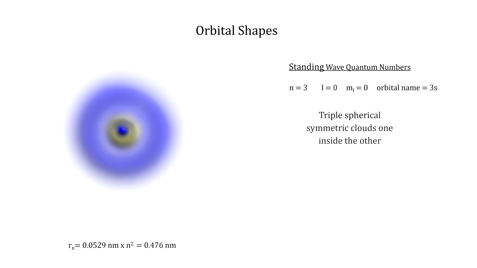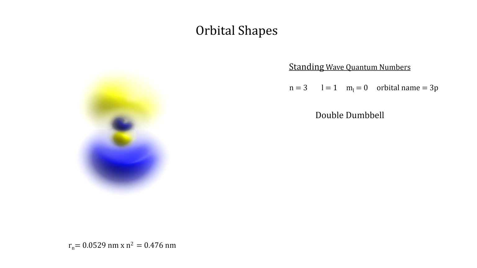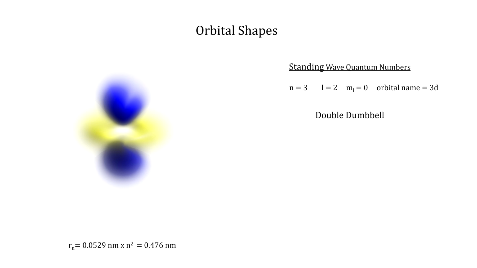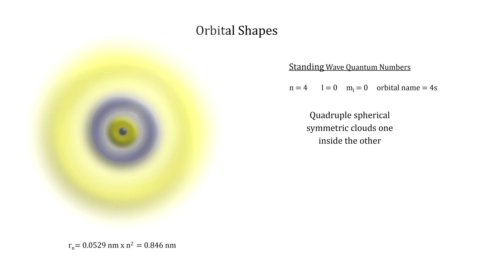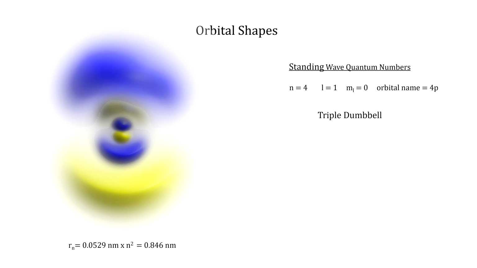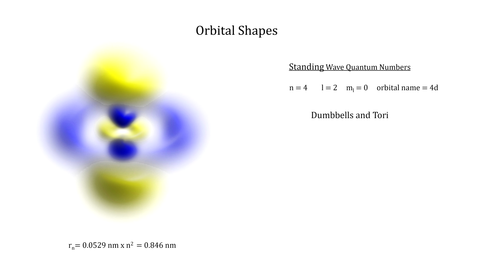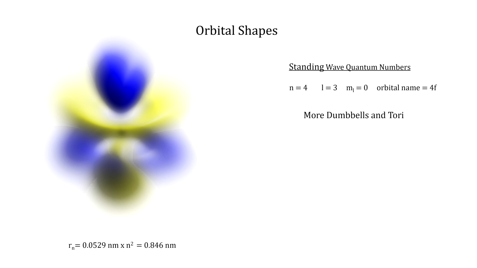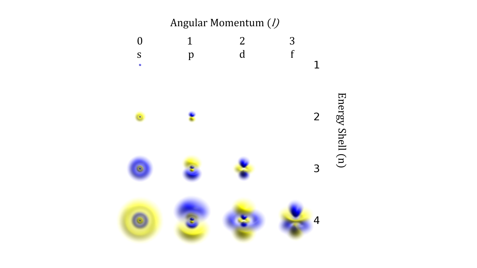Here are some images showing the shape and size of orbitals. N determines the size of the orbital. L determines the shape of the orbital. M sub L determines the orientation of the orbital. And spin limits the number of electrons in an orbital to just 2. The names of electron orbital angular momentums, S, P, D, and F, originate from early spectroscopy studies of atom spectral lines described as sharp, principal, diffuse, and fundamental.